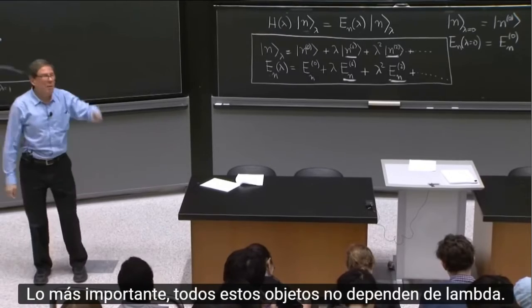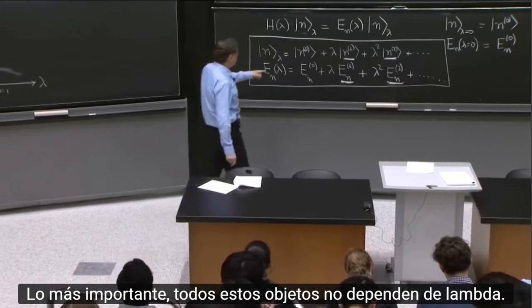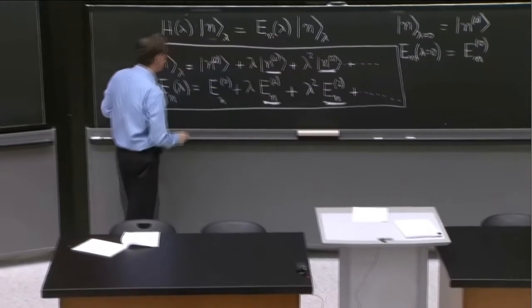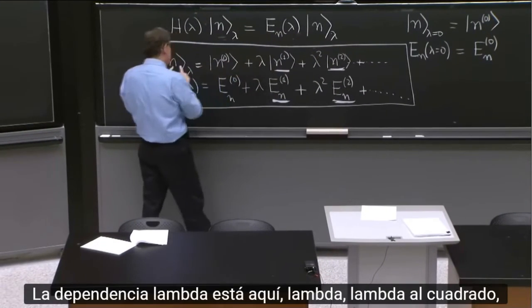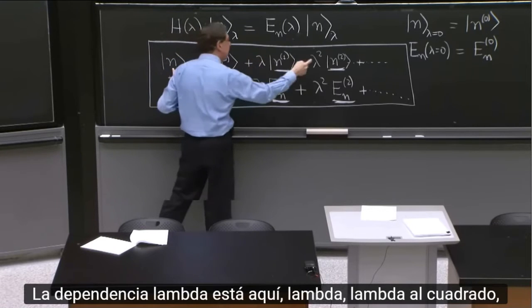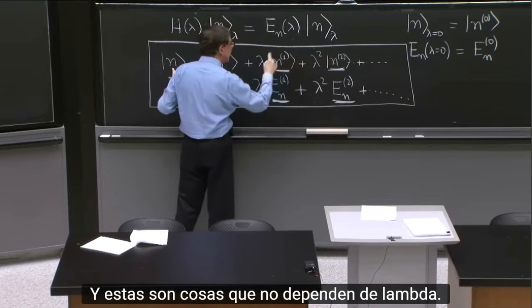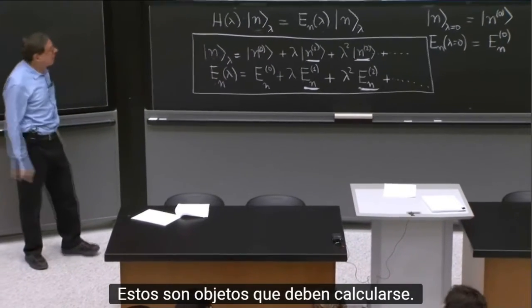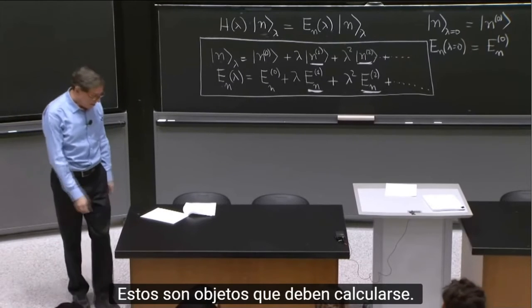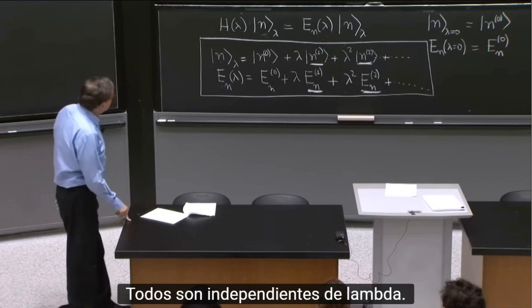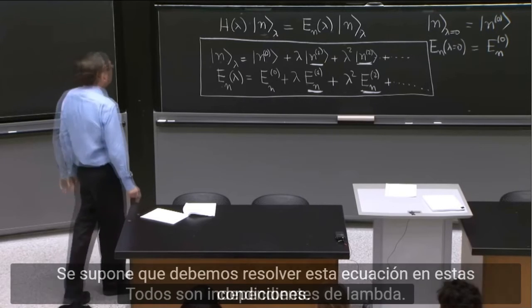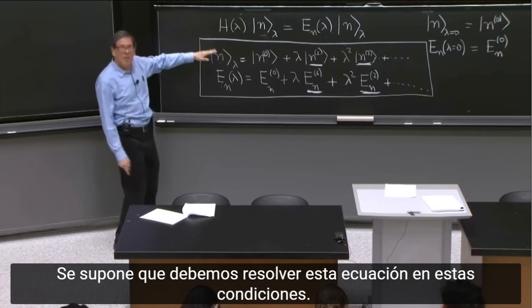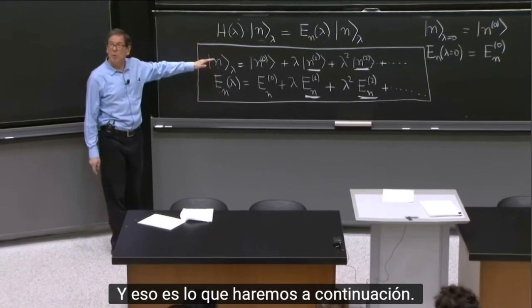Most important, all these objects don't depend on lambda. The lambda dependence is here: lambda, lambda squared, and so on. And these are things that don't depend on lambda. These are objects that have to be calculated. They're all lambda independent. So we are supposed to solve this equation under these conditions, and that's what we're going to do next.